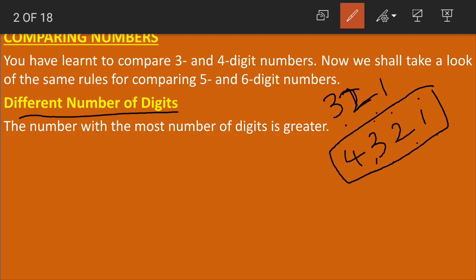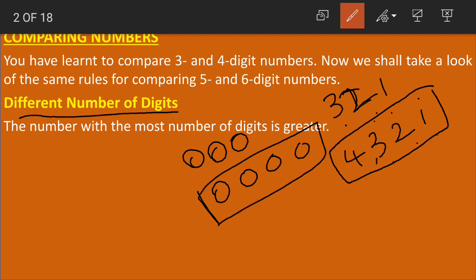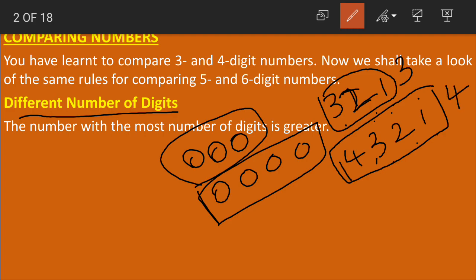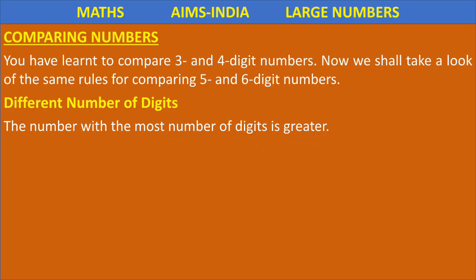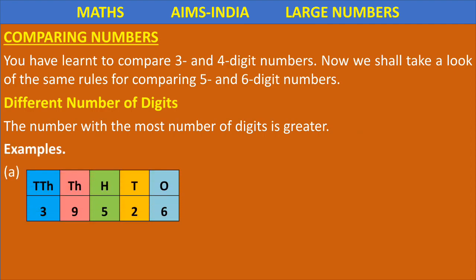Understood? If I give you 3 chocolates and I keep 4 chocolates on the other side, what will you say? You will say that yes, 4 chocolates are more. In the same way, in this number we have only 3 digits, but in this number we have 4 digits. So the number with 4 digits obviously becomes the greater number. Yes or no children? Yes. Let us look at some examples here.